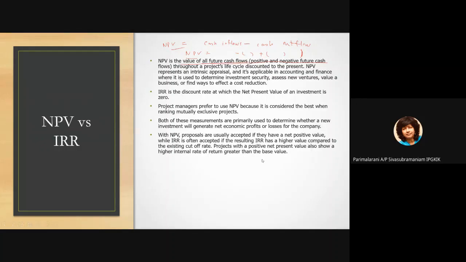Okay. Projects with a positive net present value usually show an internal rate of return greater than the base value. Usually, when you calculate both the NPV and the IRR for one project, if the NPV is positive, the IRR is also high. So it's easy to make a decision. But sometimes you get opposite values, okay? Then at those times it will be very difficult to make the decision.